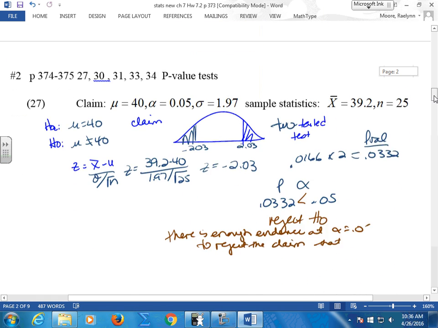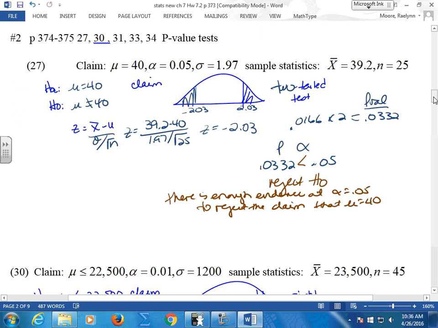Okay. So 27 gave us a claim, which happened to be our, oops, mine's backwards here. Here's mine backwards. This is your H0. This is your HA. Okay, H0 and HA. Your claim they gave us, we don't know what the scenario is, but they gave us the sample information, they gave us the standard deviation.